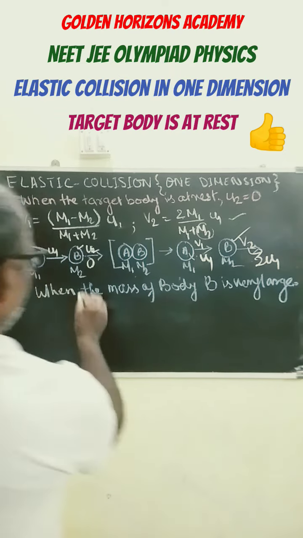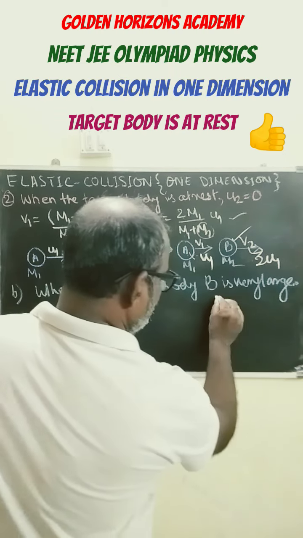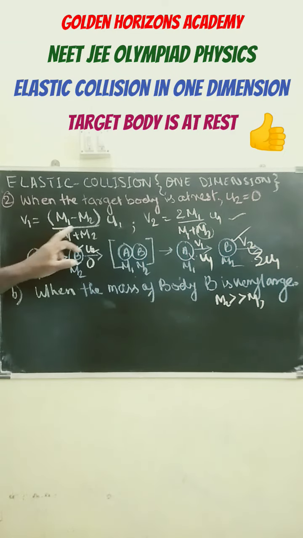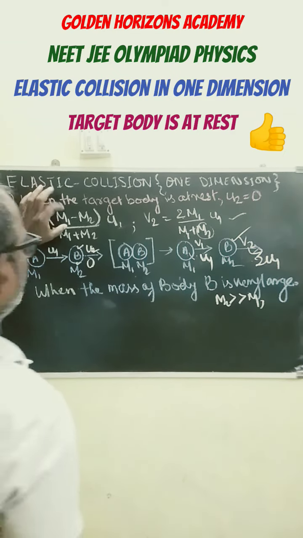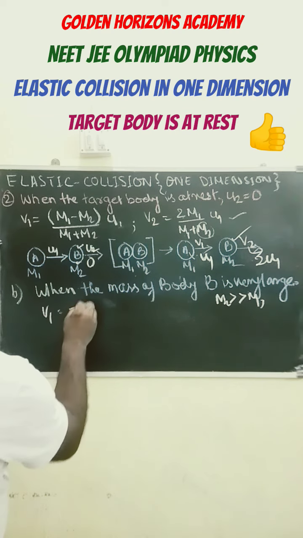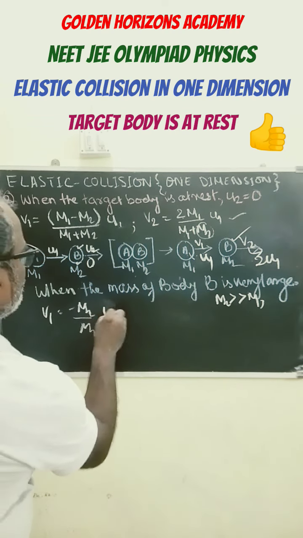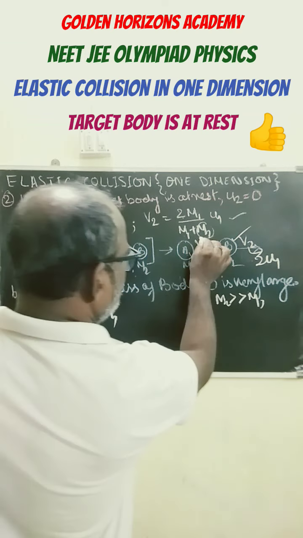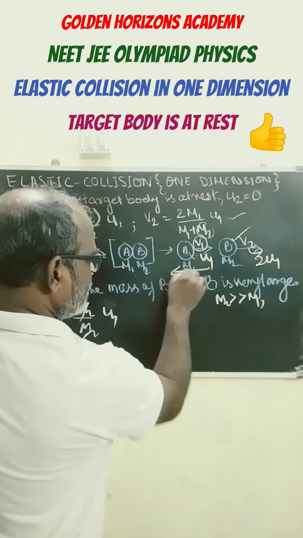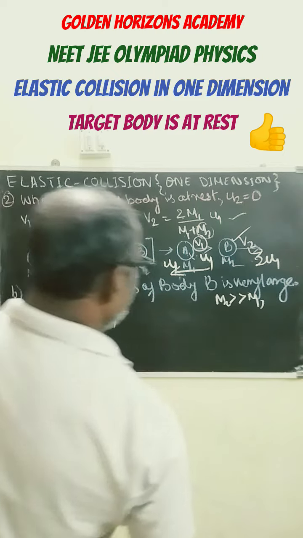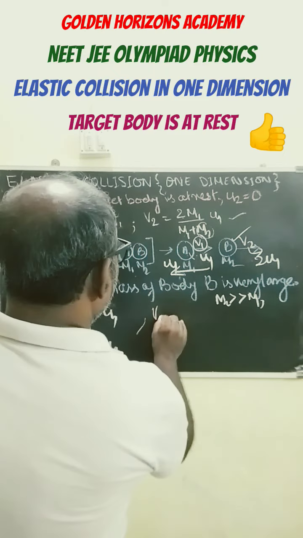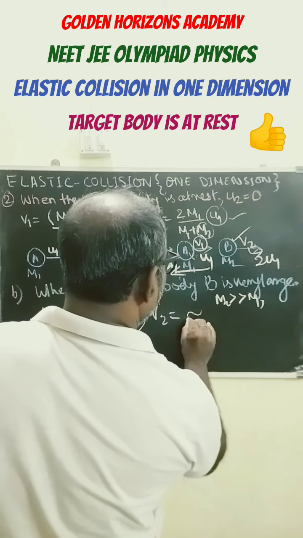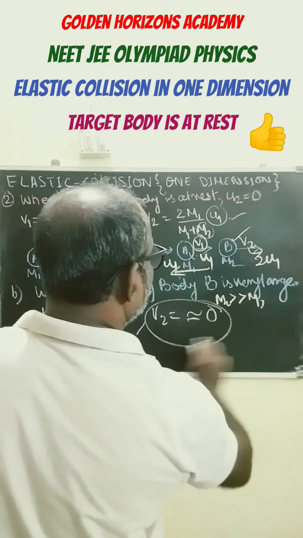When the mass of the body B is very large, that means m2 is greater than m1. Then forgetting about m1 over here, negating m1 here, we get v1 equals minus m2 by m2 u1, which is equal to minus u1. That means the velocity v1 will become in the opposite direction to its initial velocity u1 here. And also in case of v2, the velocity here will be similar to 0. It is a negligible velocity.